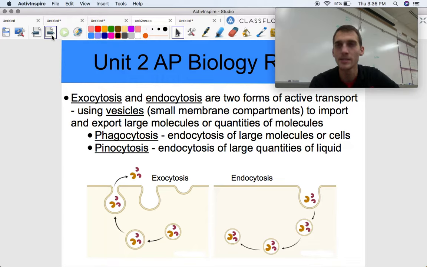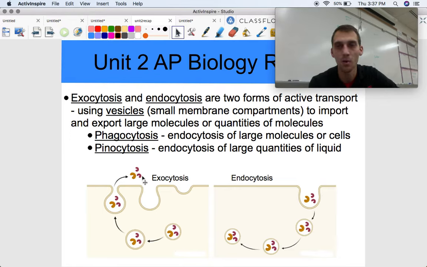This is different, right? This is not going to use a pump. This is not going to use a channel protein. You're going to form a vesicle with a membrane, and this is what the endomembrane system does: the ER, smooth ER, rough ER, and the Golgi apparatus. They form vesicles, and they do exocytosis and endocytosis, two forms of active transport. They use a vesicle, which is a small membrane compartment, to import and export large molecules or quantities of molecules.